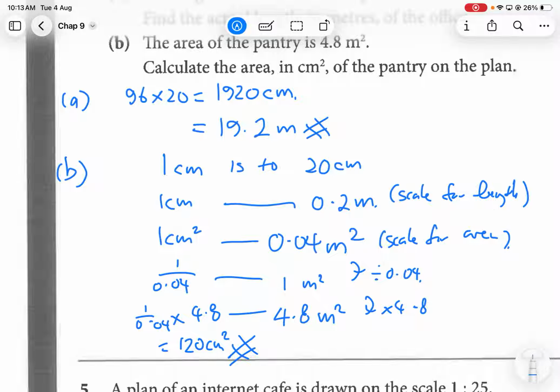I found the answer for both already. Very good. Yeah, correct. Then take this, divide by 100.